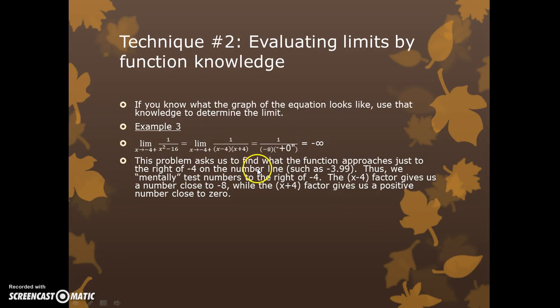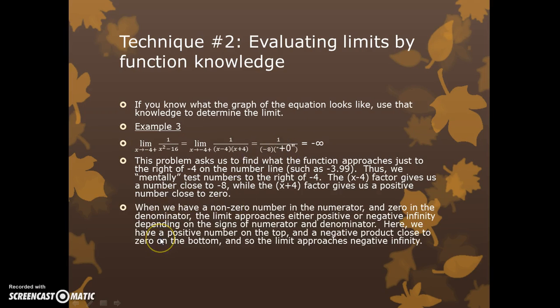So the problem asks us to find out what the function looks like to the right of -4, taking, for example, a number like -3.99. So if we mentally test -3.99 in that factor x plus 4, we find that we get a number that's very close to 0 but is still positive. So that's why I write a positive 0 there.